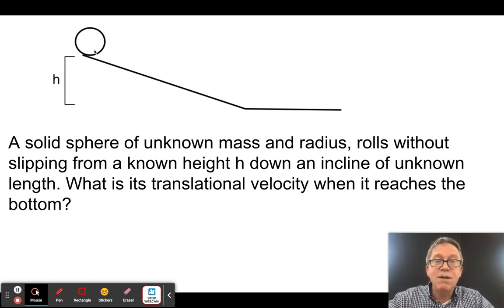If that wasn't there, if this was a frictionless surface, there would be no torque. This thing wouldn't rotate, and it would just come to the bottom with only translational kinetic energy. So when we see that word without slipping, it tells us you have to take into account rotations. If it says it's frictionless, then there's no rotation. It's just going to come to the bottom. There's no torque, or there's no static force to push it in that direction.